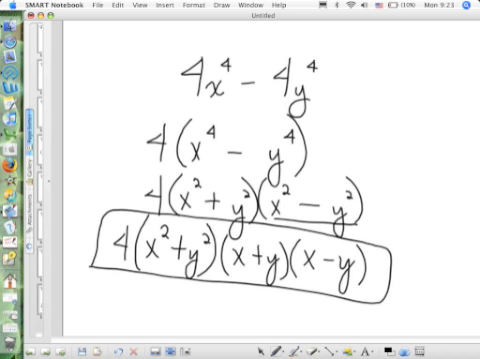So basically what we've created is a 1, 2, 3, 4-piece puzzle. We got 4 pieces to get all the way back to this big picture. And you've got to have all those 4 pieces accounted for, because you want to be able to put it back together and end up with 4x to the 4th minus 4y to the 4th.